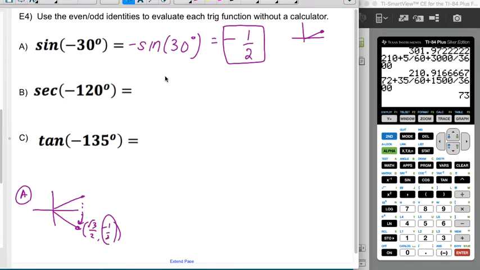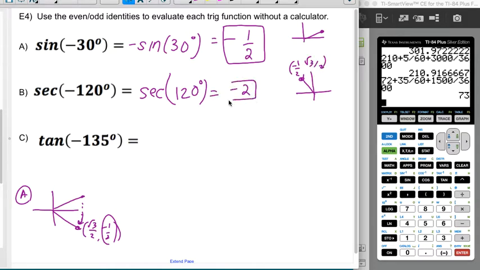So secant of negative 120, because secant's an even function, if you plug in a negative 120, you just get the same as secant of 120. So you have to think, where is 120? What's the value at 120? Well, 120 has a cosine of negative 1/2. So this is going to be the flipped version of the cosine. It's going to be a negative 2.